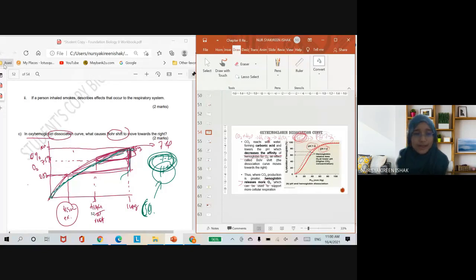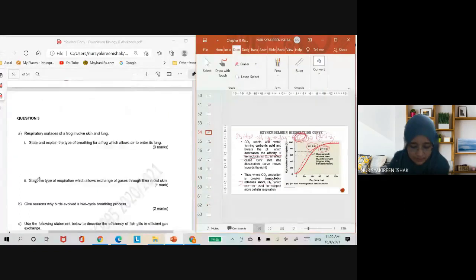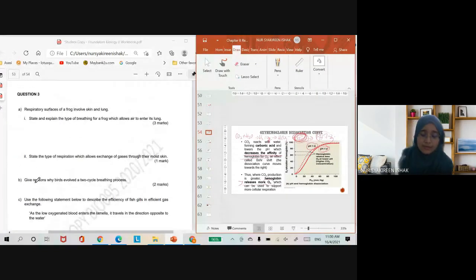Okay, so for question number 3. So far untuk oxyhemoglobin dissociation curve, do you have any question?